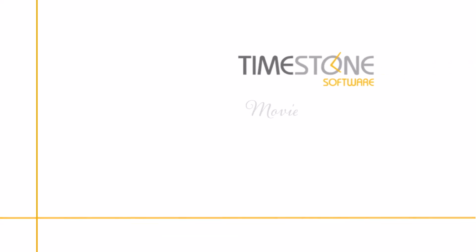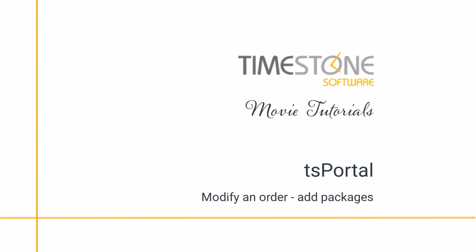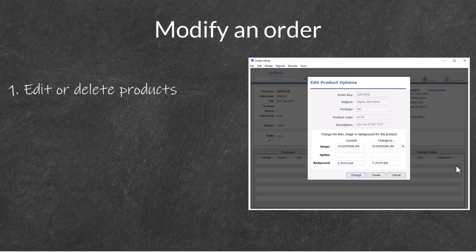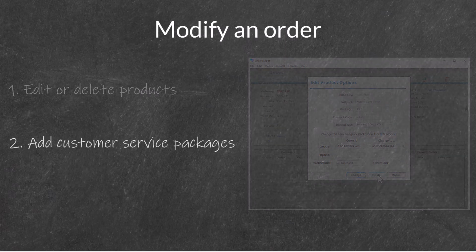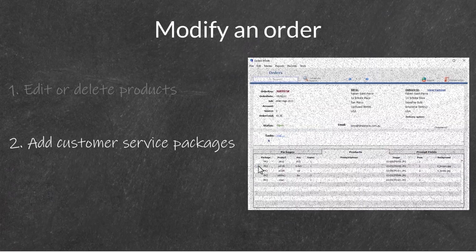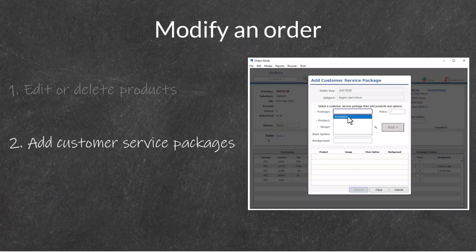Hello all. In the previous video, we saw how we can modify an order by modifying the products in the order. We also saw that you can delete unwanted products. This time we're going to modify an order by adding products to it. We do this by adding so-called customer service packages that contain whatever products you need. Let's see how.